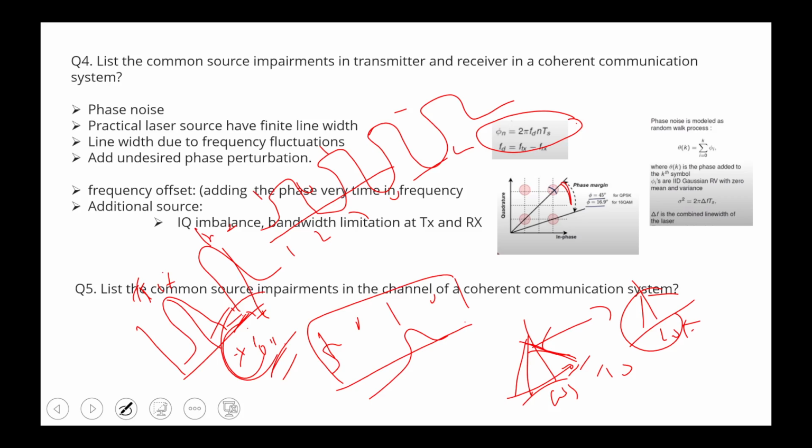Another impairment is in-phase and quadrature imbalance, and bandwidth limitation at the receiver and transmitter. We have some limitation there, only 60 gigahertz or 100 gigahertz bandwidth. Due to that limitation, this common source error will be received at the detector side. List the common source impairments in the channel of coherent communications. In the channel, what will disturb the signal? Can anyone tell me?